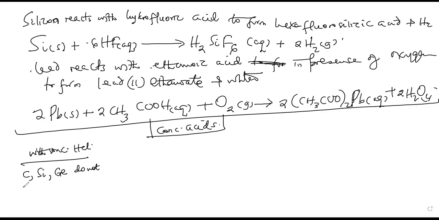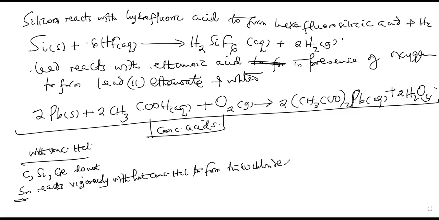But tin reacts vigorously. When you're writing for us, don't write Sn, write tin. Tin reacts vigorously with hot conc hydrochloric acid to form tin(II) chloride and hydrogen. So we shall have tin solid plus hot conc hydrochloric acid forming tin(II) chloride and hydrogen gas.